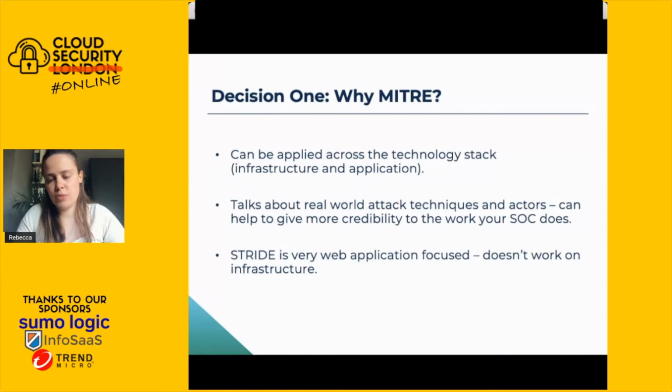The one other threat model that I mentioned here, there are many, is STRIDE. Just to give a comparison, the reason we didn't pick STRIDE is it's very web application focused, and I wanted something that would work across the stack and not just for one specific type of application.